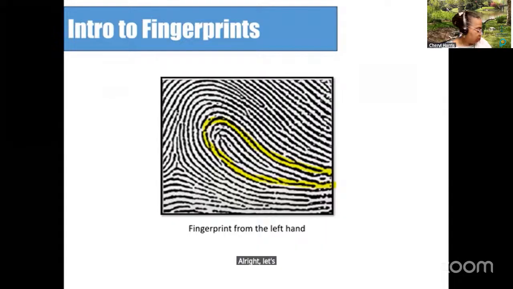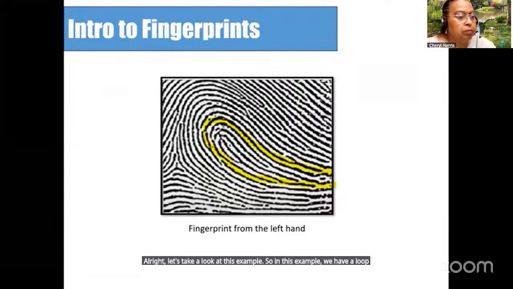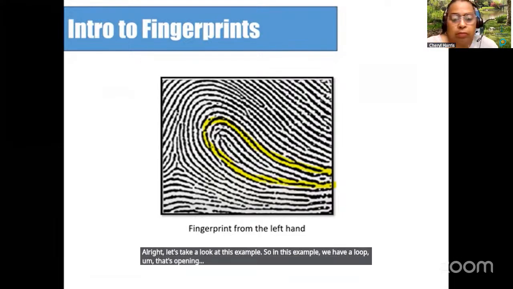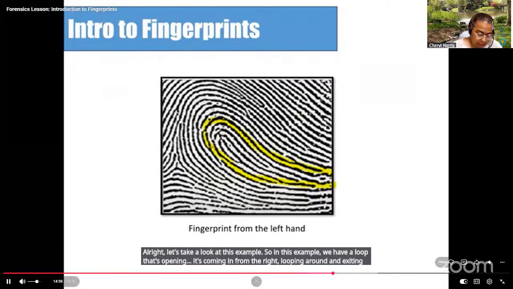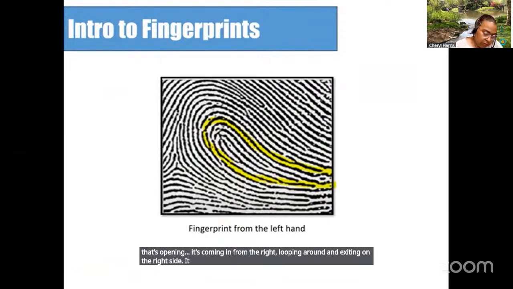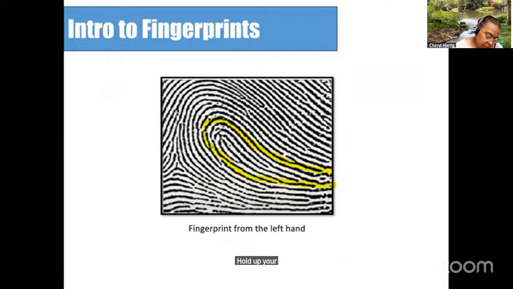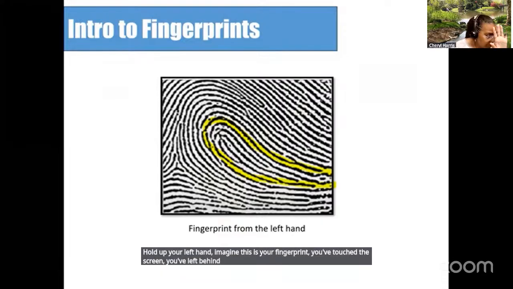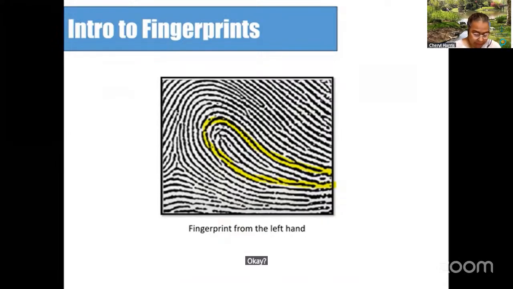All right, let's take a look at this example. In this example, we have a loop that is coming in from the right, looping around and exiting on the right side. It tells us that this is also a fingerprint from our left hand. So hold up your left hand. Imagine this is your fingerprint. You've touched the screen. You've left behind this fingerprint. So when you hold up your hand, this loop is opening towards the thumb. So if it opens towards the thumb, we call it a radial loop.